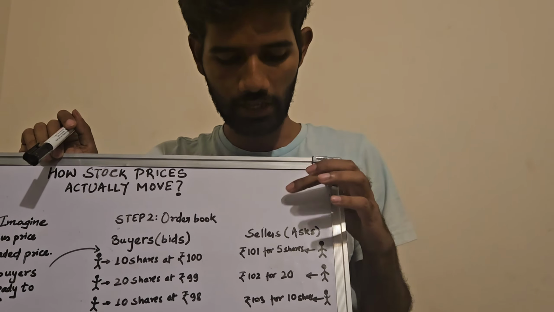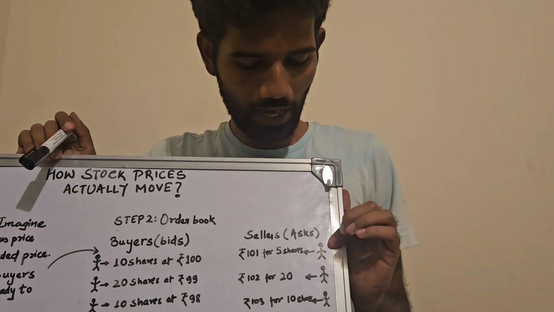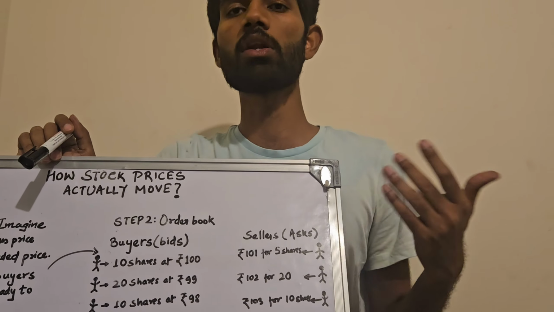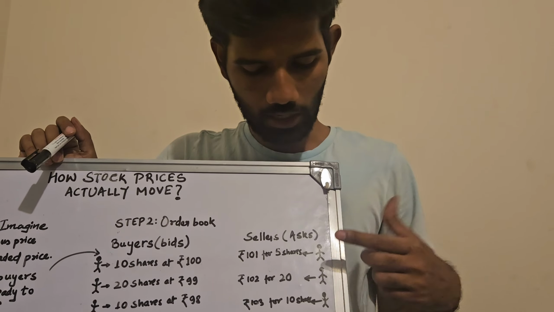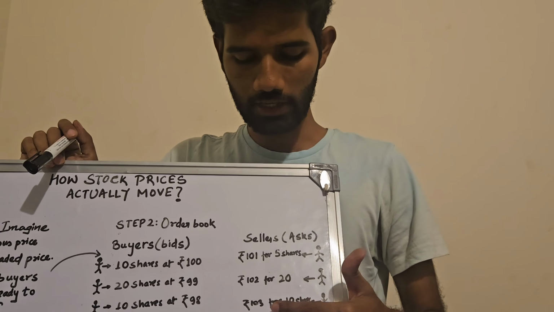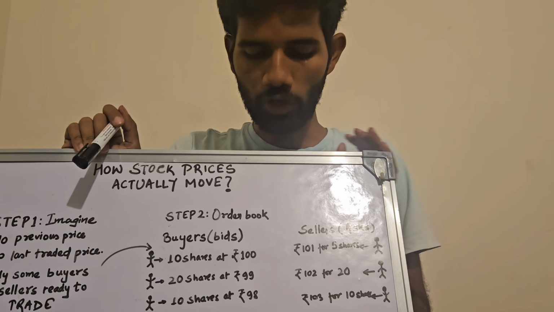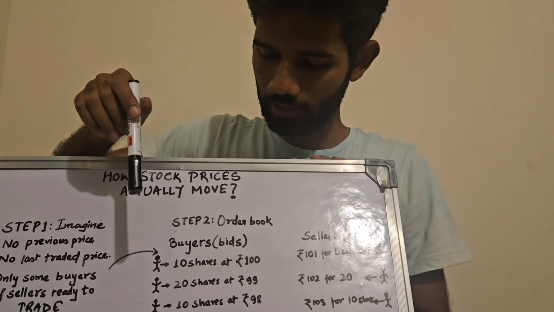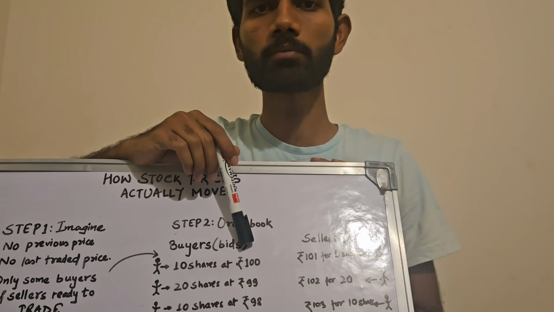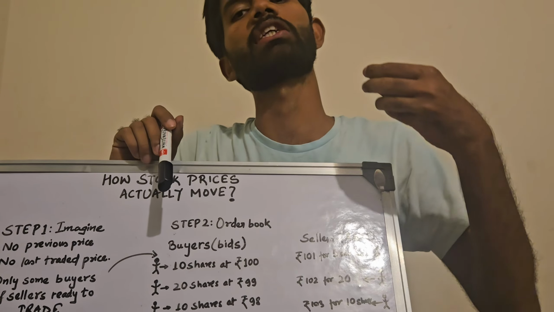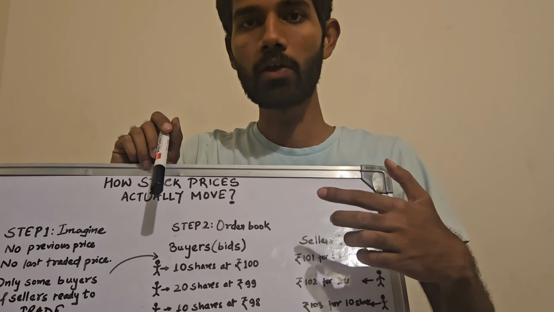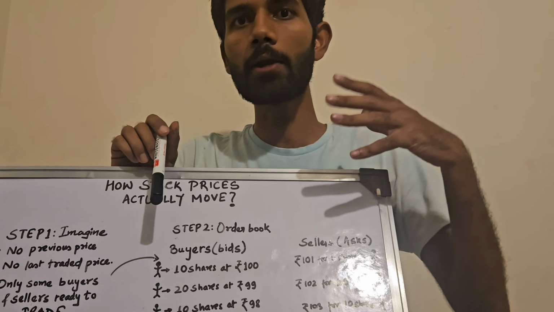Then we see the seller end. Seller one is saying I want to sell 5 of my shares at 101 rupees. Another is saying I'll sell at 102, and another is saying I'll sell at 103. If you look, there is no matching here. The buyers are ready to buy at a max price of 100, and the least price at which the sellers are ready to sell is 101. There is no match, so there can't be any trade.